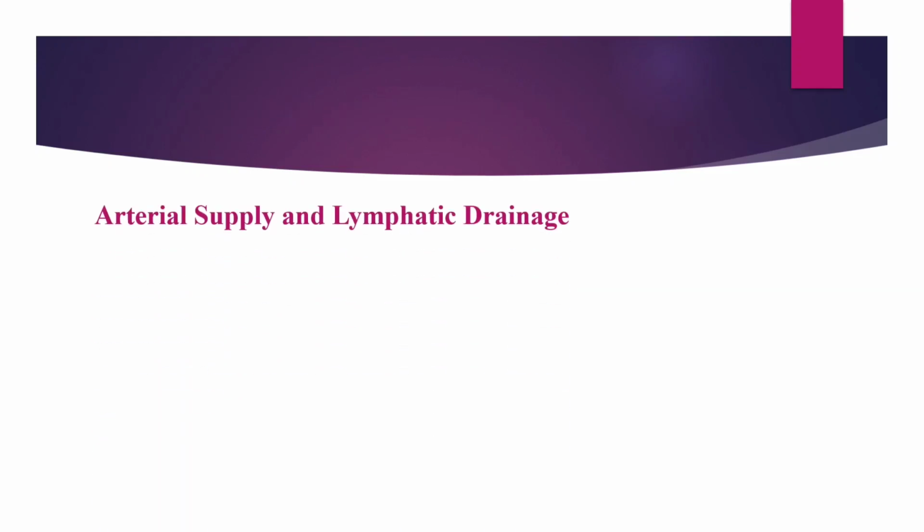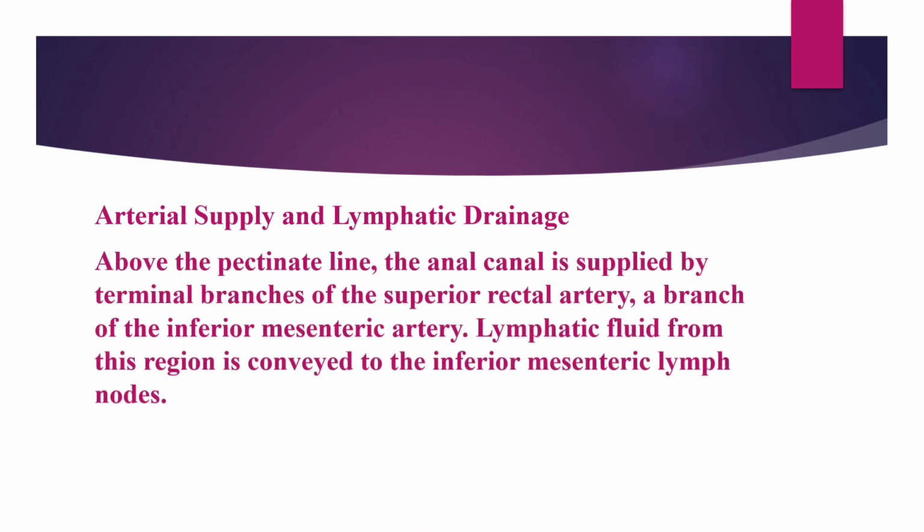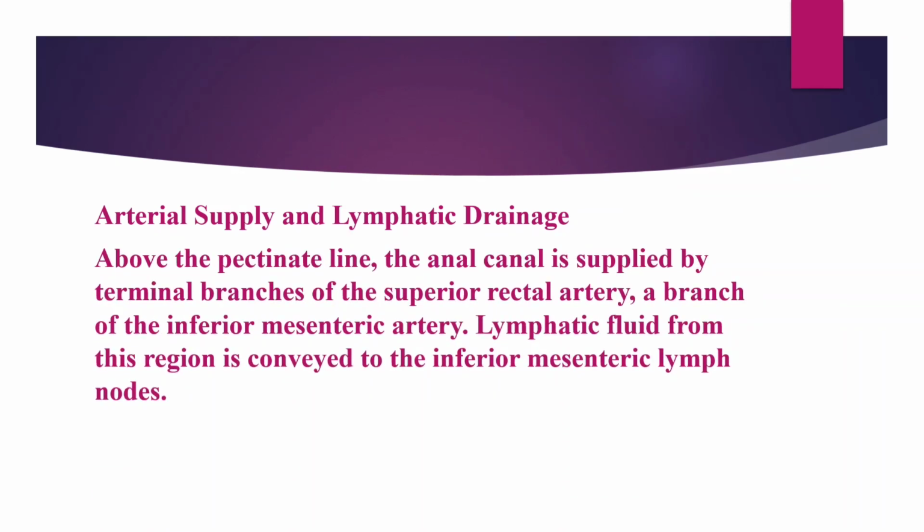That is the arterial supply and lymphatic drainage. Above the pectinate line, the anal canal is supplied by terminal branches of the superior rectal artery, a branch of the inferior mesenteric artery. Lymphatic fluid from this region is conveyed to the inferior mesenteric lymph node.